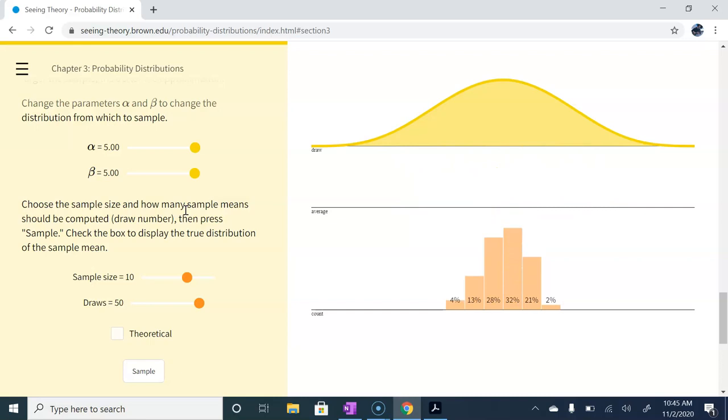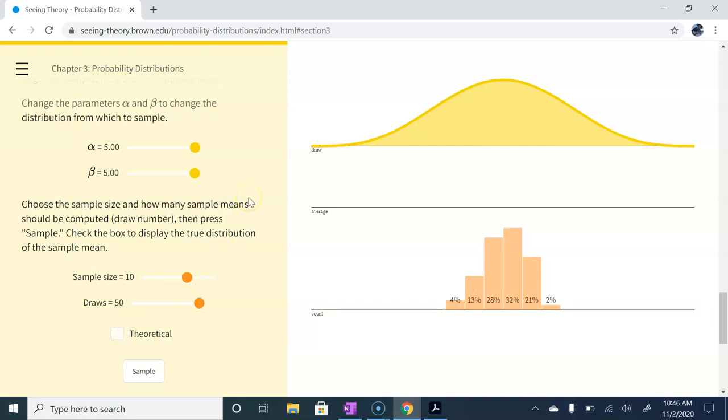So 32% of the time, we got a sample mean that was in this area, and 28% of the time, we got a sample mean that was in this area. We can see that this starts to look like a normal curve itself, in that the distribution of the sample means is normal, and the average of that is the true population mean.